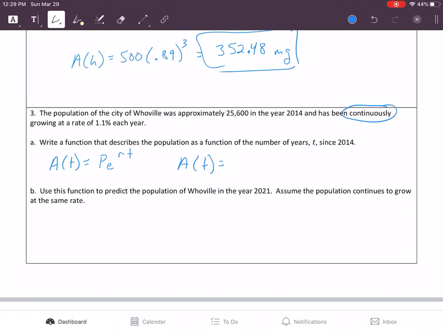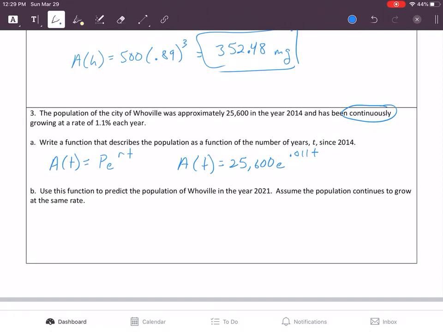The principal is going to be the population. So 25,600 times e. The rate is going to be 1.1%, so we're going to change that to a decimal. It's going to be 0.011. And then we have t for time, because in this case, so far, until we get to part b, we don't know the exact time frame we're looking at.